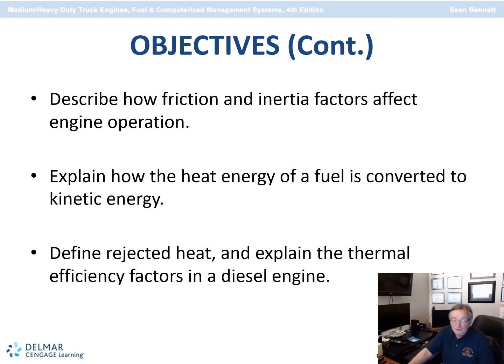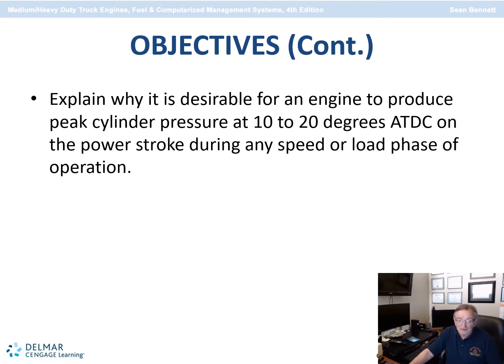How friction and inertia factors play into engine operation, and how the heat energy of the fuel is converted into kinetic energy or work. How rejected heat and thermal efficiency factors affect the life and power of the engines, and explain why it's desirable for an engine to produce peak cylinder pressure at 10 to 20 degrees after top dead center, that's ATDC, and that is approximately 3,000 psi when we have full peak cylinder pressure.